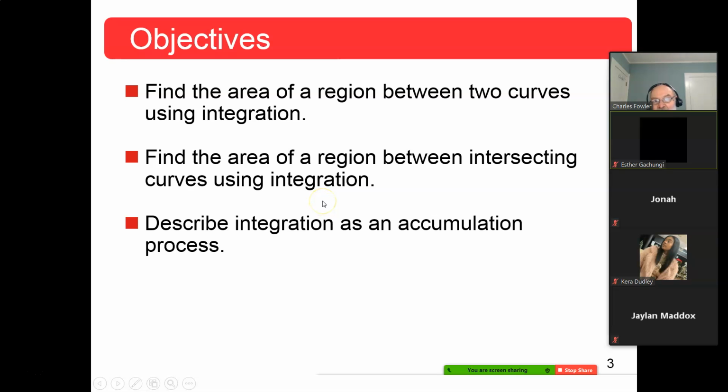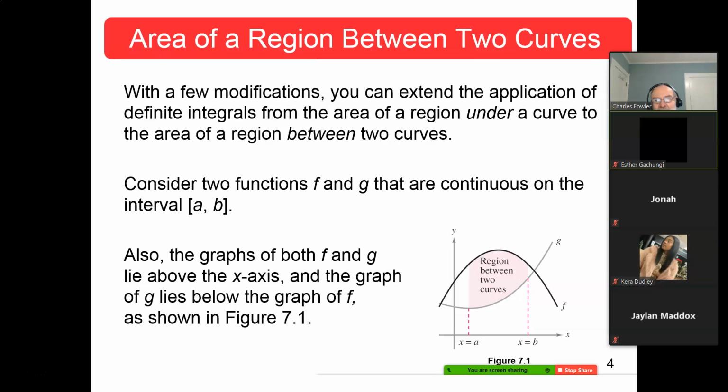Find the area of a region between intersecting curves using integration, which is just a slight difference, and describe integration as an accumulation process. I think we've already sort of done that before. We'll do it again here. With a few modifications, you can extend the application of definite integrals from an area of a region under a curve to the area of a region between two curves.